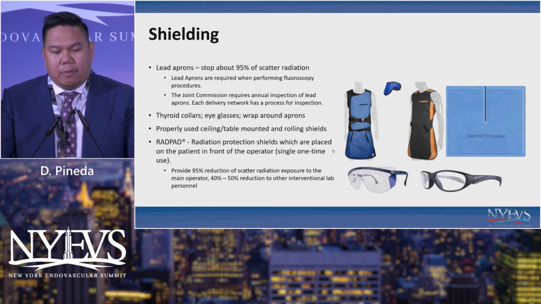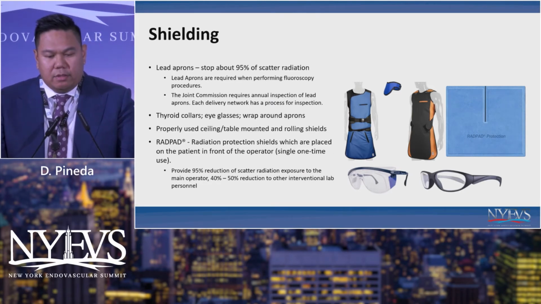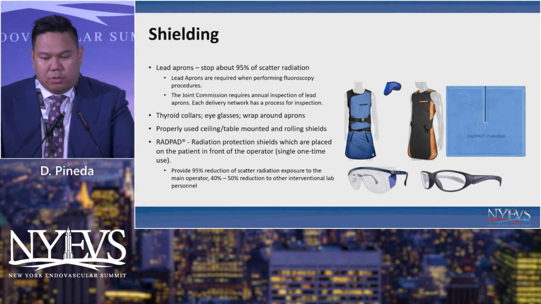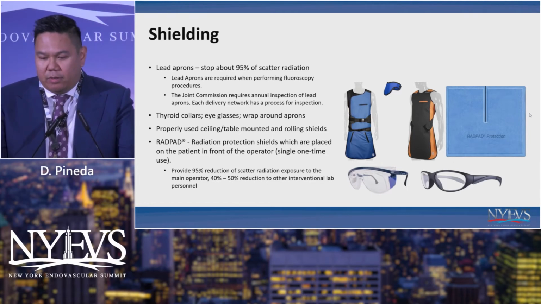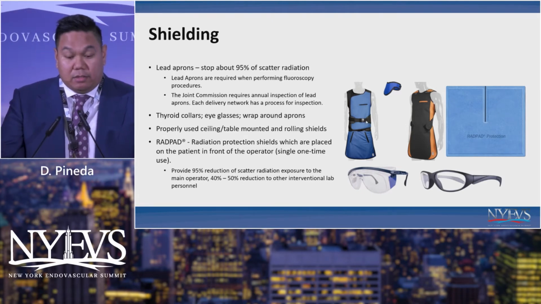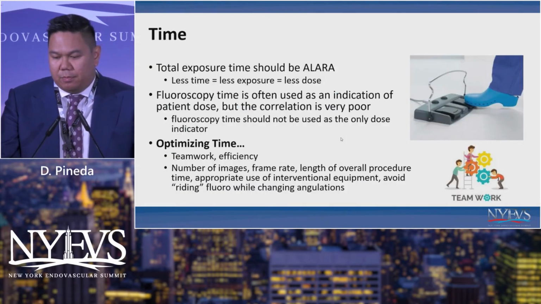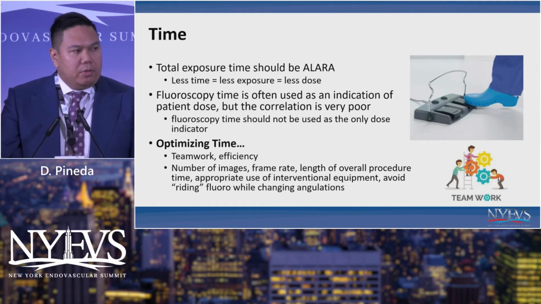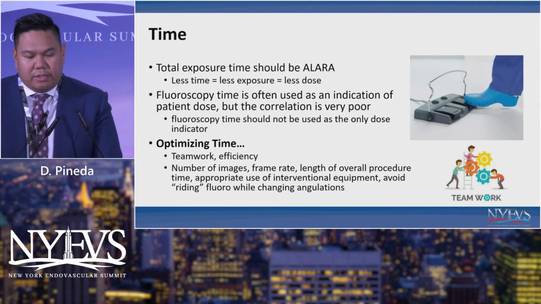Shields, lead aprons, they stop about 95% of scatter radiation. Thyroid collars, wraparound aprons, and eyeglasses all help to protect the operators and the staff from exposure. And also now they have disposable radiation protection pads, this RAD pad, which does help cut down a significant amount of radiation scatter in the cath lab, since we know that the patient is the source of the radiation.